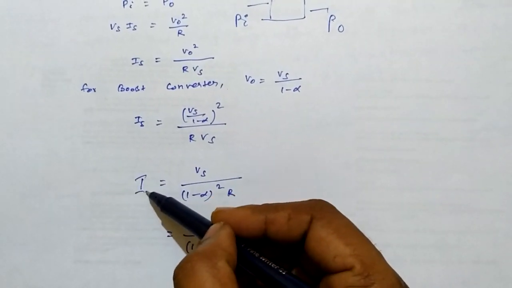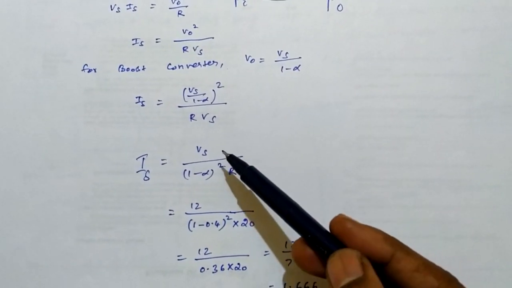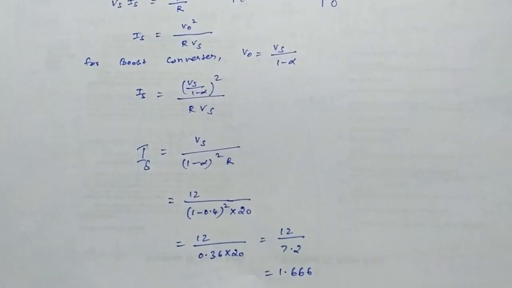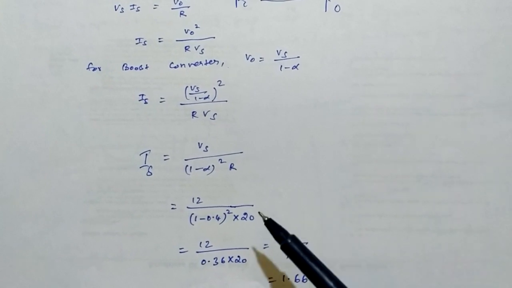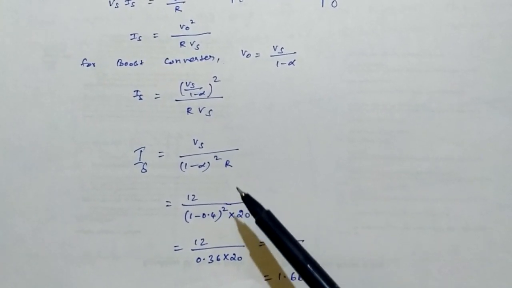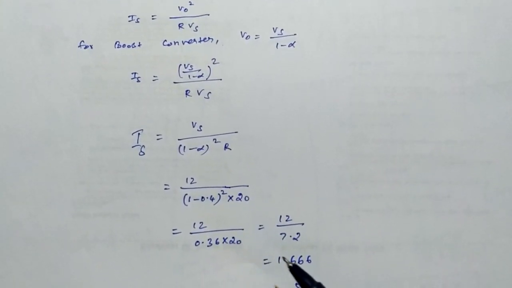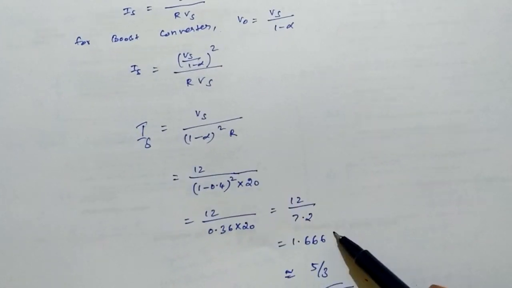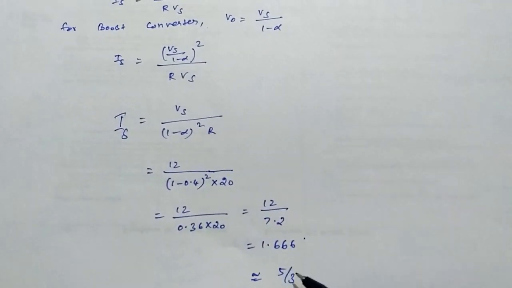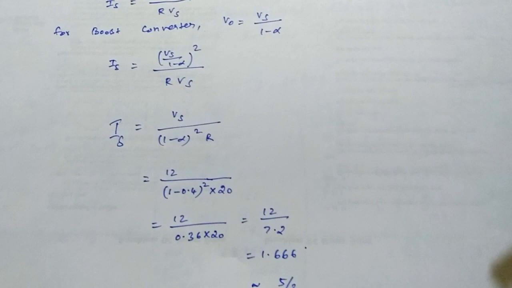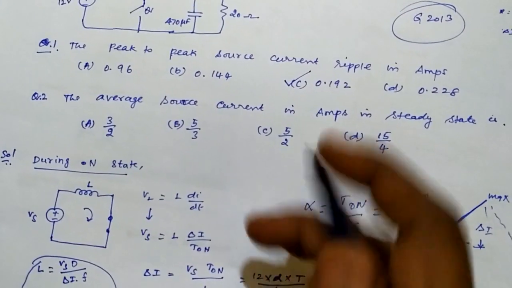This source current is Vs divided by 1 minus alpha square into R. Substitute the respective values, and we get the answer as 1.66, that is nothing but 5 by 3. So the answer is 5 by 3.